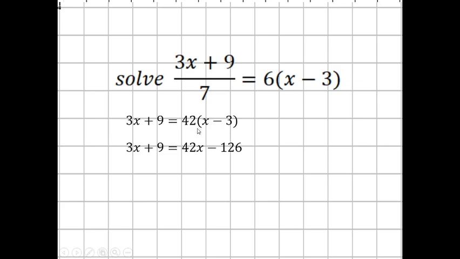there. Okay, collect all the x's on one side and all the numbers on the other side. So take 3x away from both sides, add 126 to both sides, then divide. Okay, notice you don't have to put it into a decimal, you can leave it as a fraction, which I think you do in your middle school anyway.